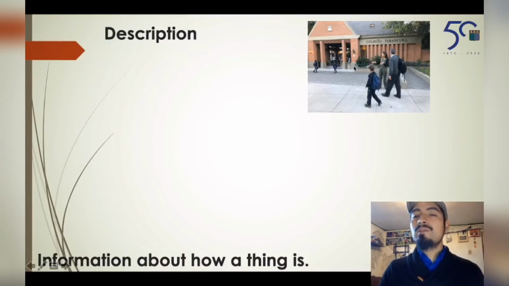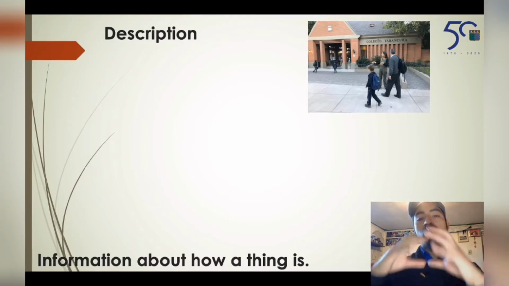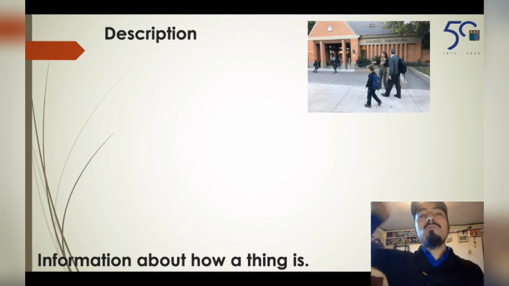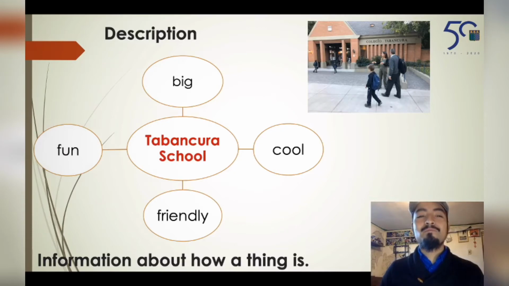Take a look at this picture. This is Colegio Tabancura. Yes, we can do a description of Colegio Tabancura. We are going to give information about how Tabancura School is. I can write Tabancura School in the middle and around I can write information, and that is a description. Example: Tabancura School is big.